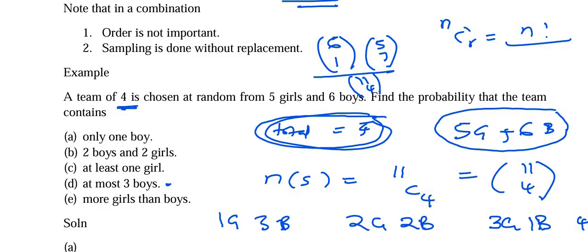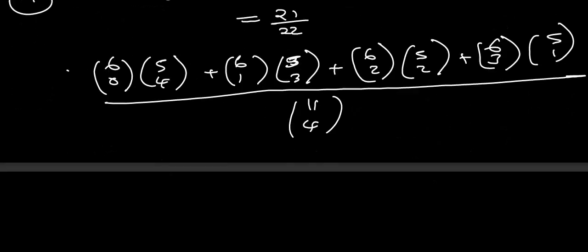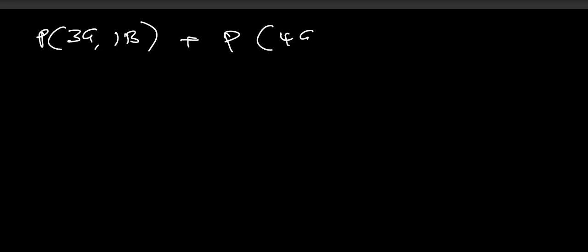Then the last one, more girls than boys. That's what you want, more girls than boys. So there are only 2 conditions here. Imagine you just want to pick 4 people, right? So how can you have more girls than boys when you are told to pick 4 people? So it's either you have 3 girls and 1 boy, or they're all girls. The probability of having 3 girls and 1 boy, or the one where you have 4 girls and 0 boys. These are the only cases where you're going to have more girls than boys.